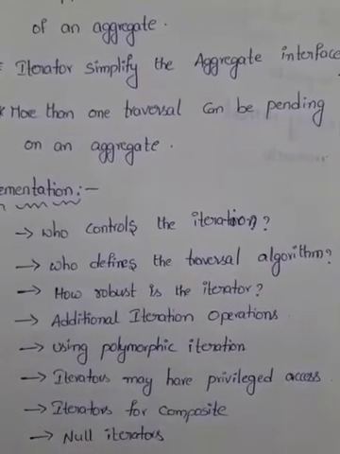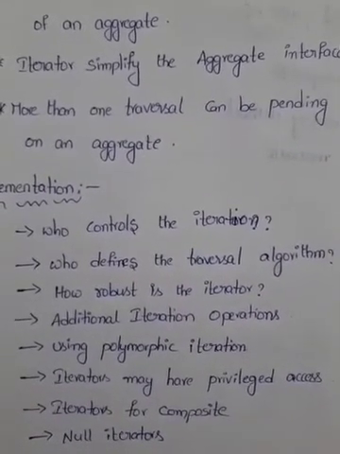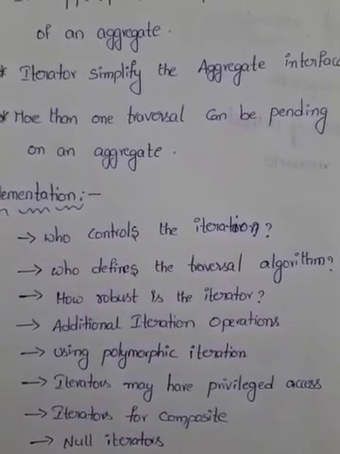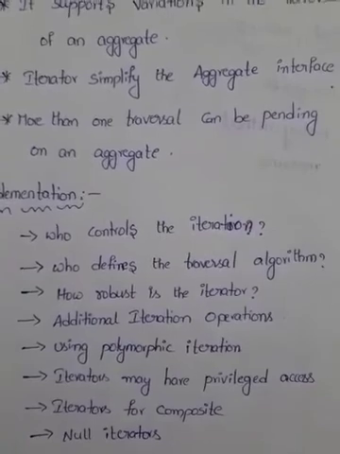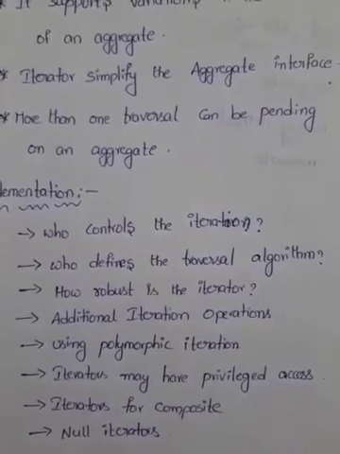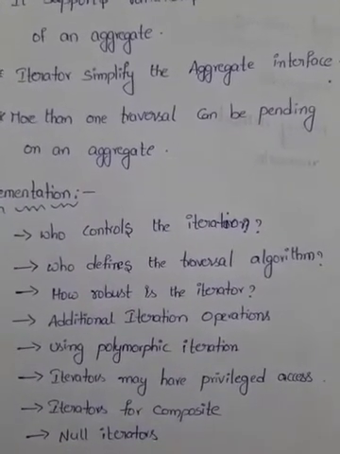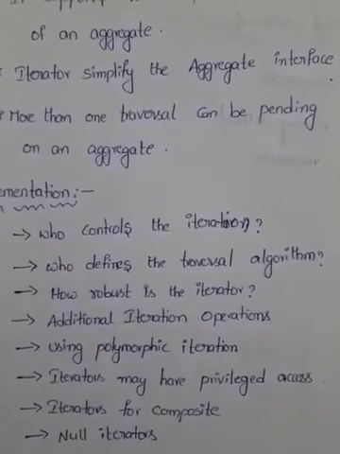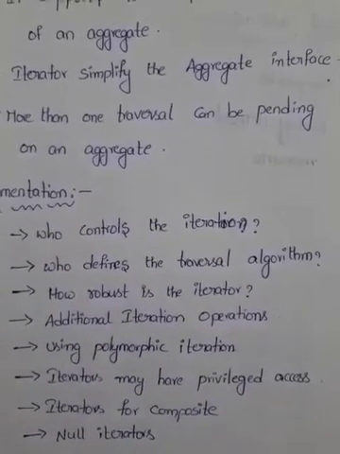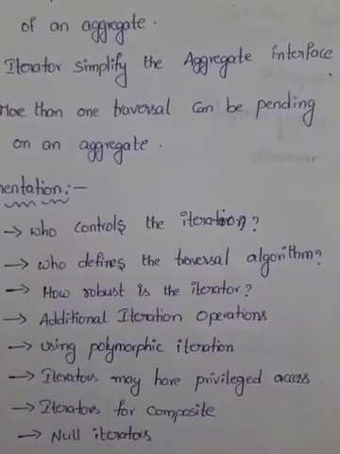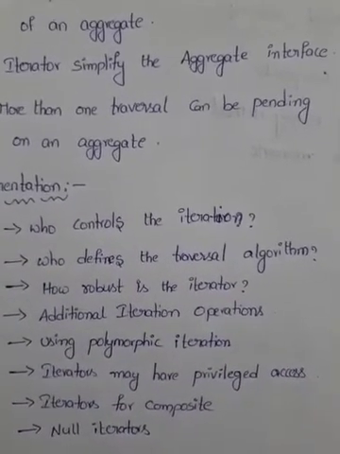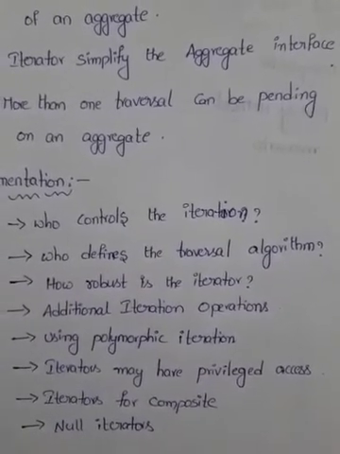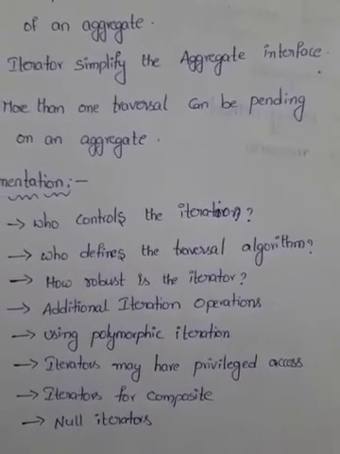The aggregate may define the traversal algorithm and use the iterator to store just the state of the iteration. So, this is one of the implementations. And the next one is, how robust is the iterator? It can be dangerous to modify an aggregate while you are traversing it. If elements are added or deleted from the aggregate, you might end up accessing an element twice or missing it completely. So, this is one of the implementations.